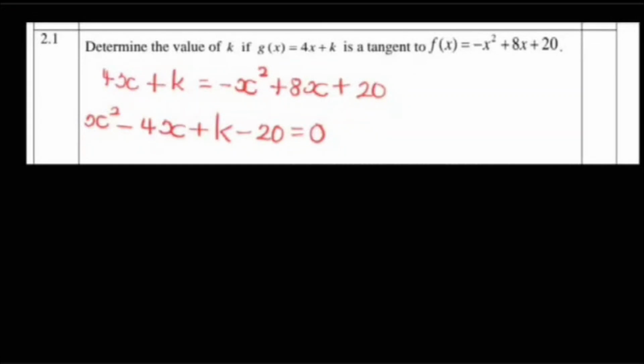So I'll continue with the calculation here. Since that space is not enough, we are going to have the discriminant, remember, that is equal to b squared minus 4ac. Let's substitute what we have. Our b value is negative 4. Remember, that is the coefficient of x. Our a value is 1. C is k minus 20. So your c value is whatever constants you have, whatever does not have x in it.